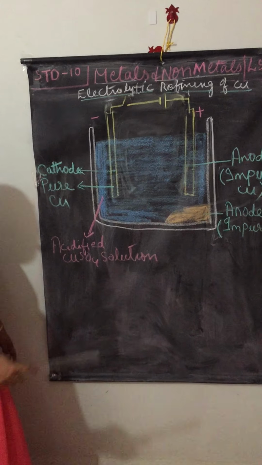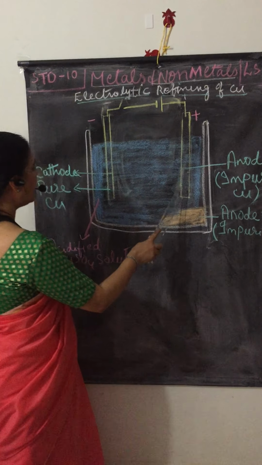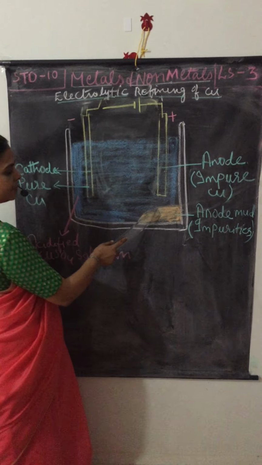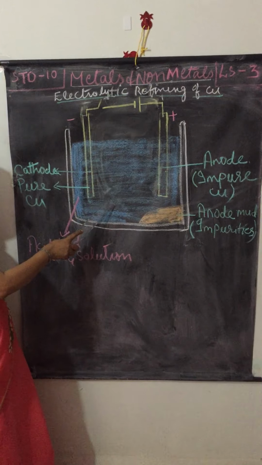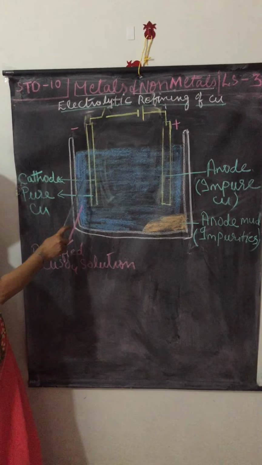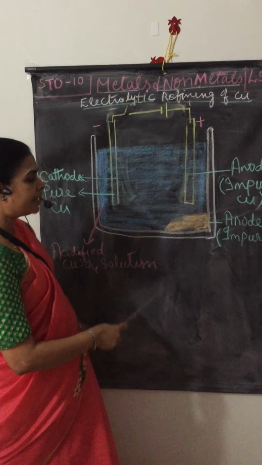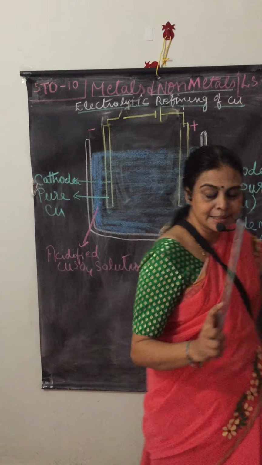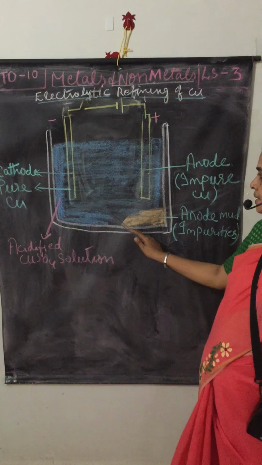During electrolysis, when electricity is passed through this electrolyte, the anode gets dissolved, and the impurities also separate. The undissolved impurities will settle down, which is called anode mud, and the dissolved impurities will remain dissolved in the electrolyte. And finally, the pure metal gets deposited at the cathode. This is how the electrolysis of copper is done. This is a very important method for the refining of copper. 99.9% pure copper can be obtained by this electrolysis method.